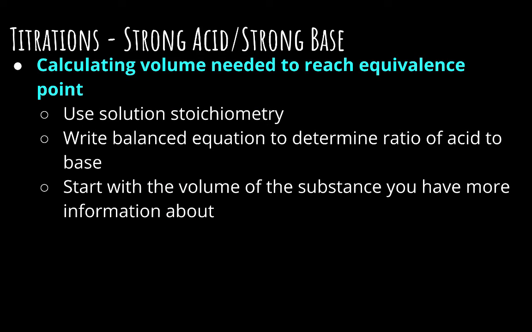Okay, the next thing you might be asked to do with the titration is to calculate the volume needed to reach the equivalence point. When you're doing these types of problems, you're going to use solution stoichiometry. You're going to write out the balanced equation to figure out the ratio of acid to base. And when you're setting these up, you always start with the volume of the substance that you have more information about.